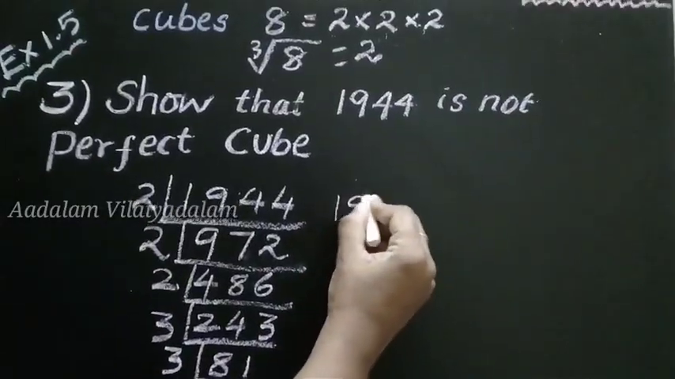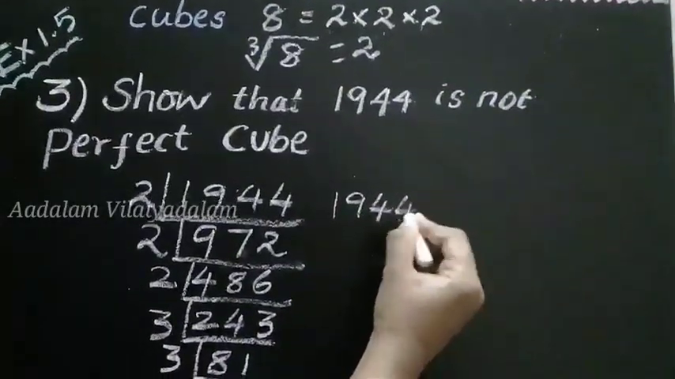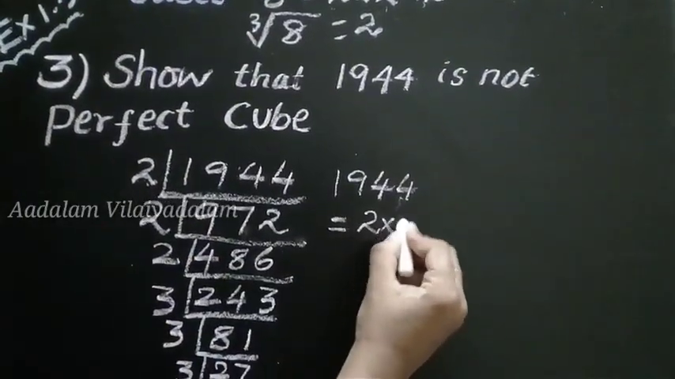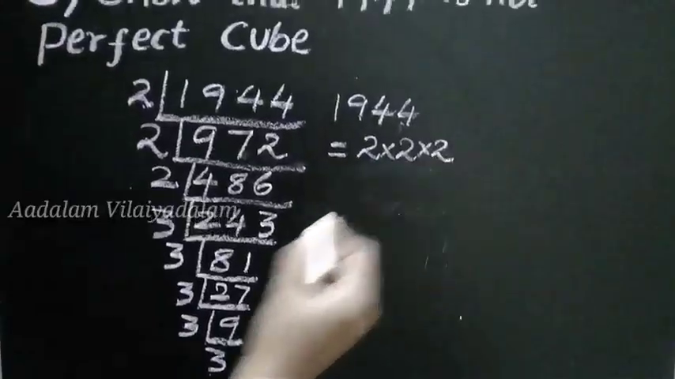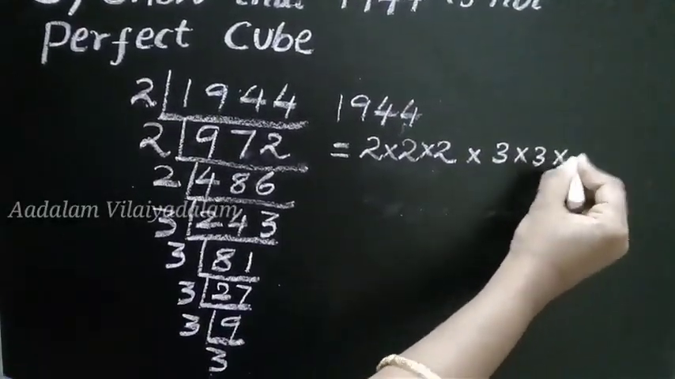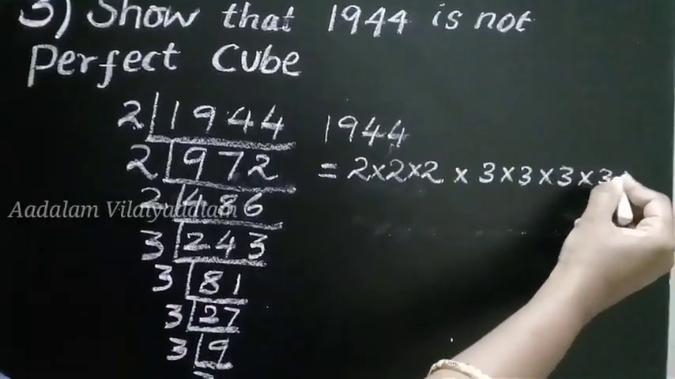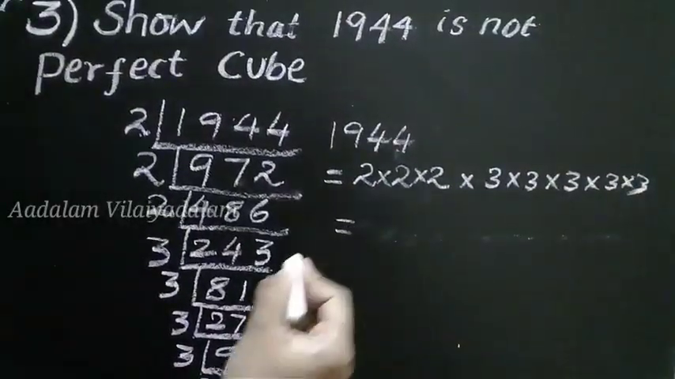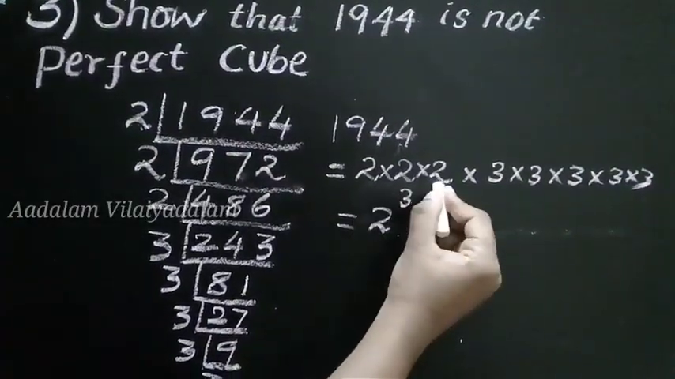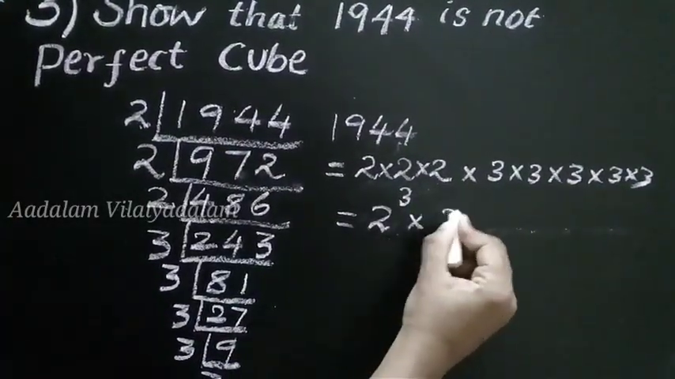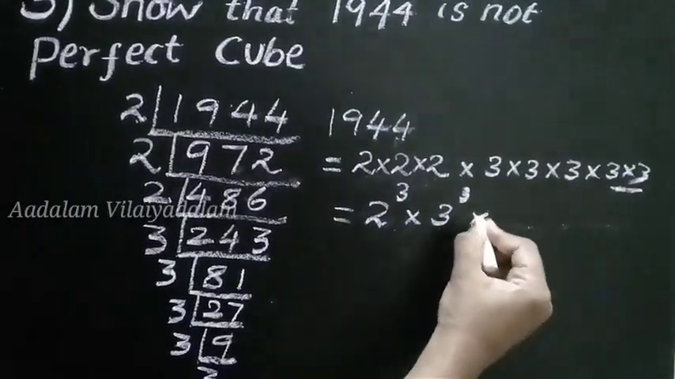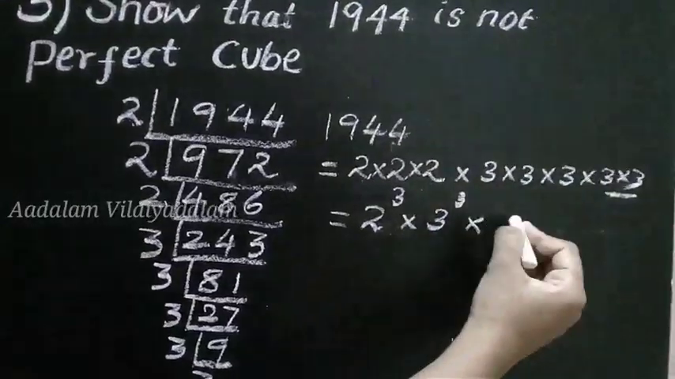So 1944 is equal to, how many 2s here? 3 2s. Here 5 3s here. So 3 into 3 into 3. So is this a perfect cube or not? 2 power 3, this is one triplet. Again 3 power 3. Here remaining 2 3s are there. Here 1 3 is missing.